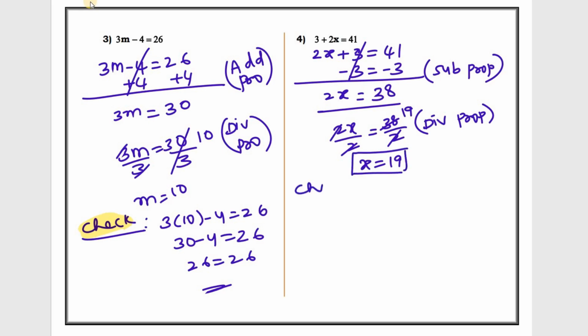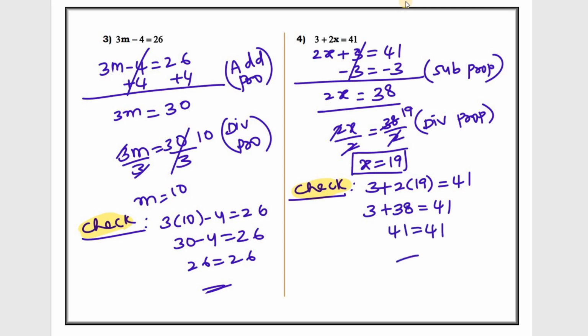So let's check the solution. So let's plug it into the given linear equation. 3 plus 2x, 2 times 19 is equal to 41. 3 plus 38 is equal to 41. 38 plus 3 is 41 is equal to 41. Hence verified.